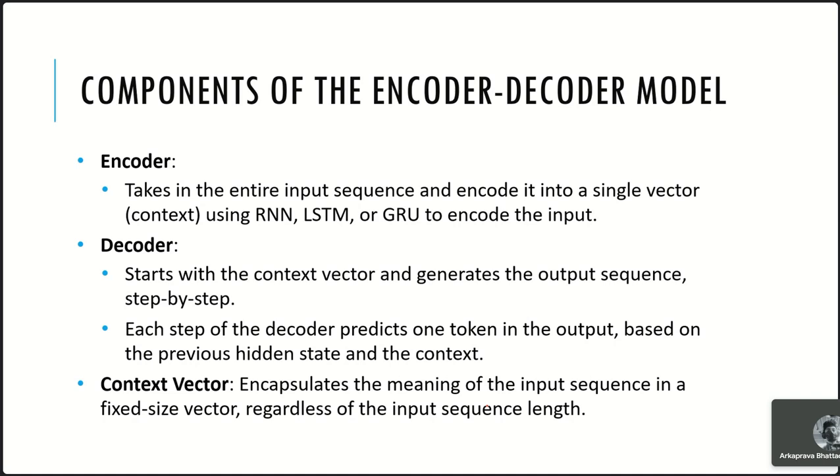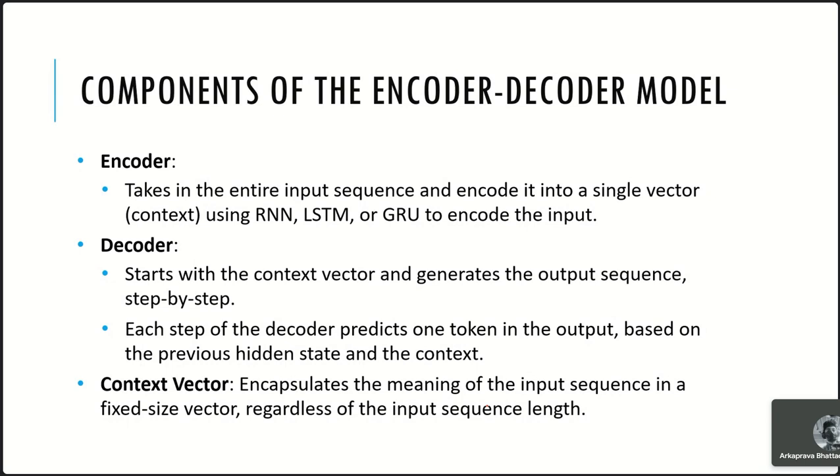The encoder, as I said, takes the entire input sequence and encodes it into a single vector, that is the context, using your RNN or LSTM or GRU. And the decoder starts with the context vector and generates the output sequence. At each step, the decoder predicts one token in the output, and the output is completely based on the previous hidden state and the context.